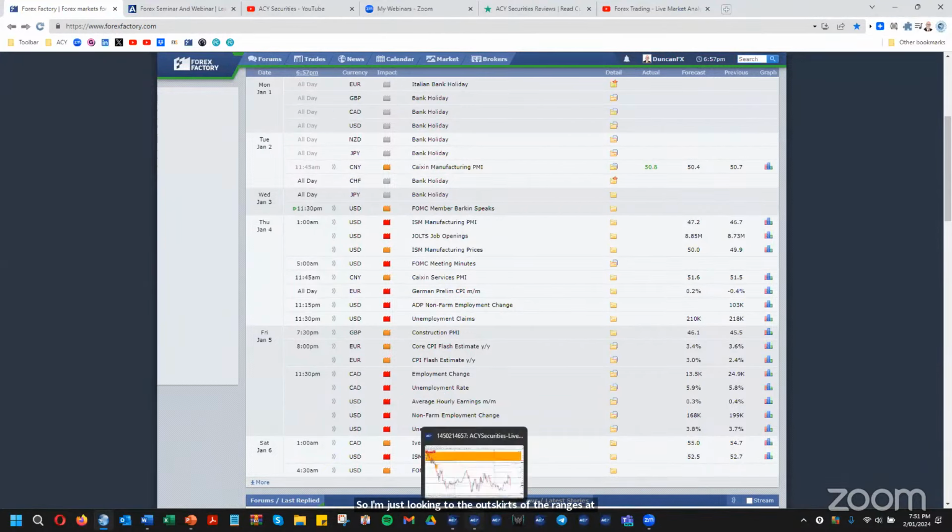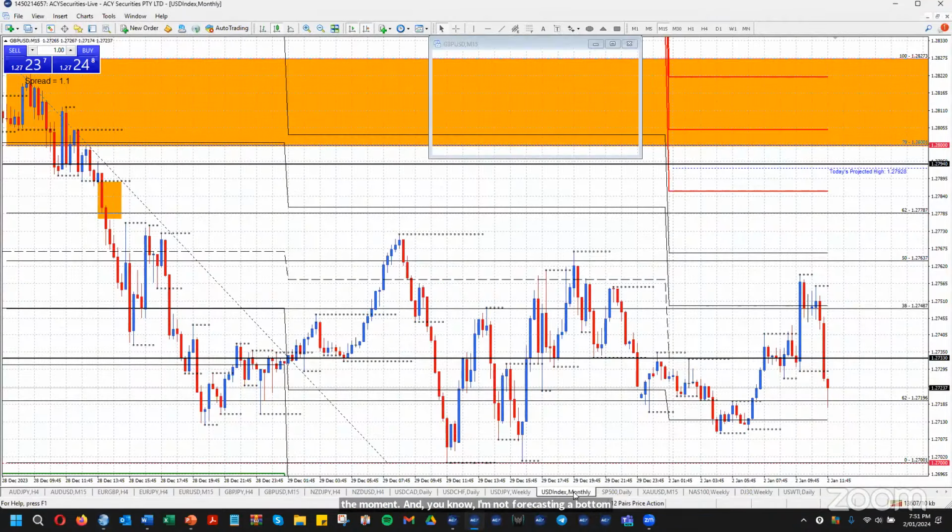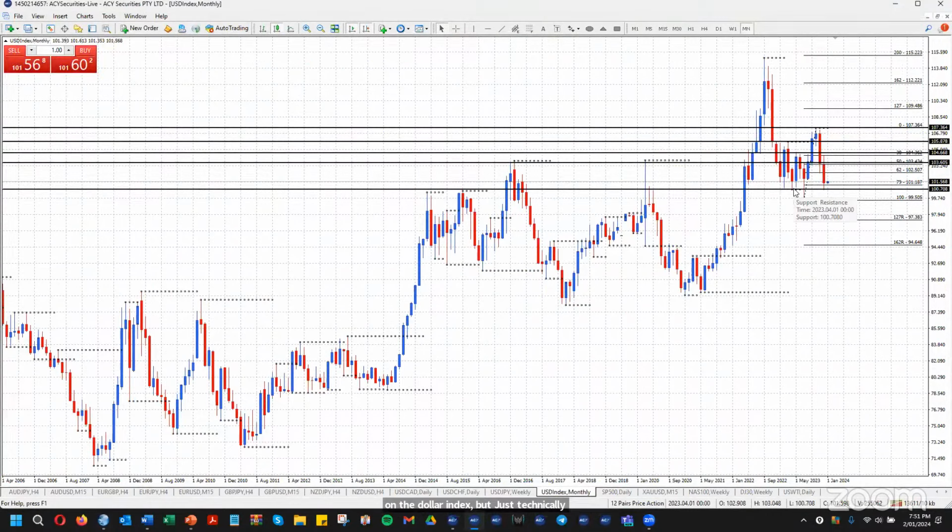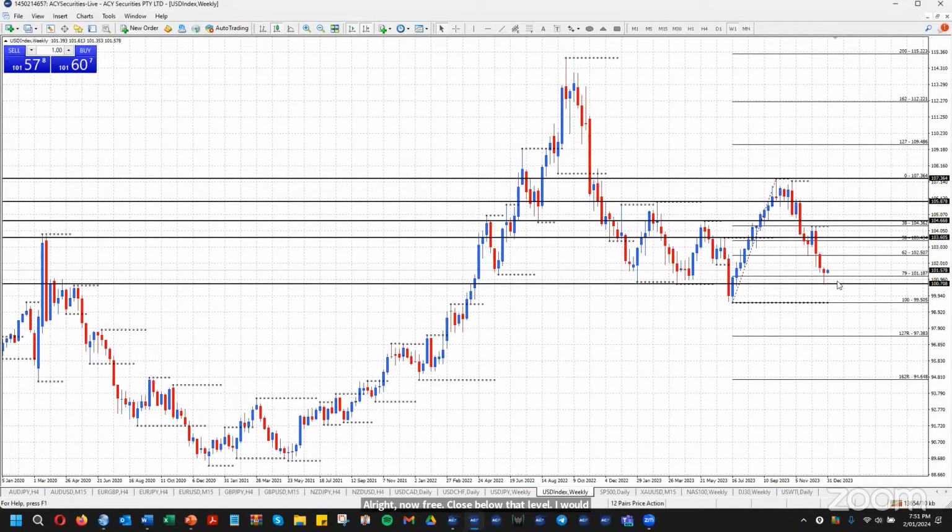And I'm not forecasting a bottom on the dollar index, but just technically, are we forming an inverse head and shoulder pattern down here at 170? All right. Now, if we close below that level, I would say, on the weekly scale, because we couldn't last week, well, maybe we're not. But at the moment, we did reject there last week, so we'll have to wait and see.